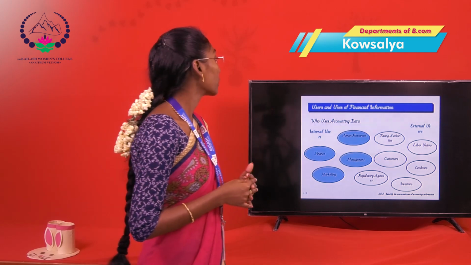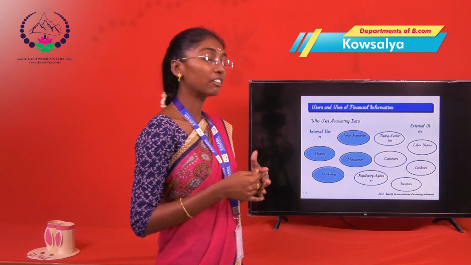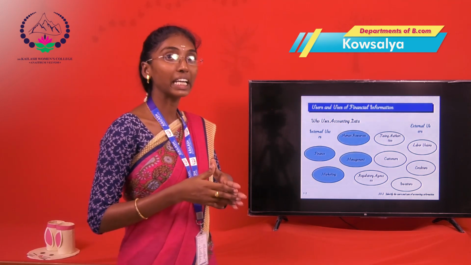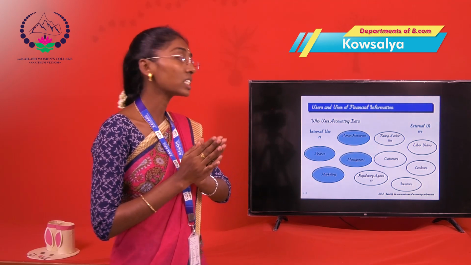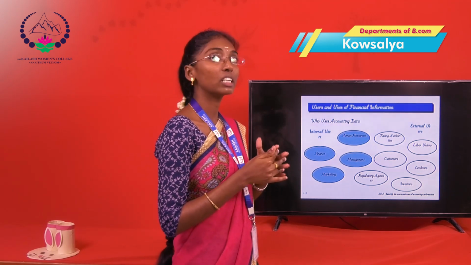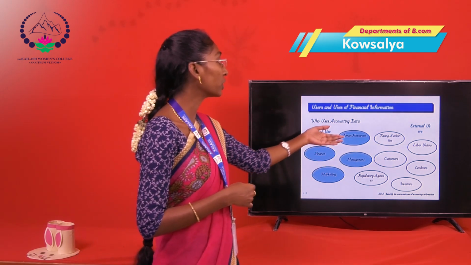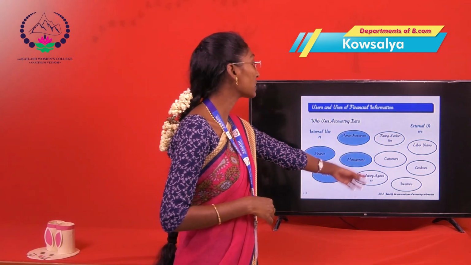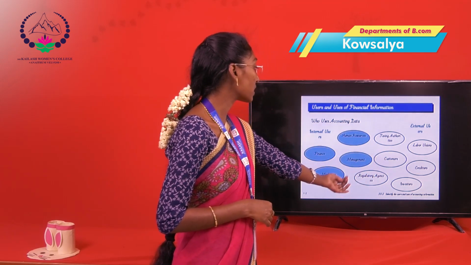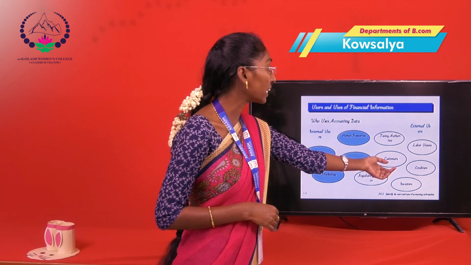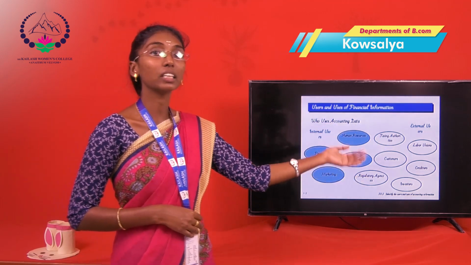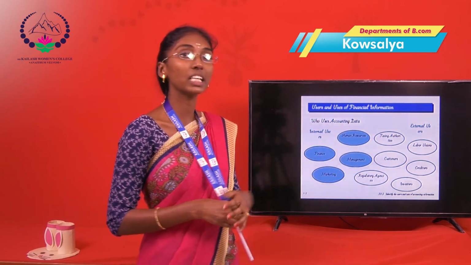Next one. Users of financial information. Who uses accounting data? Two categories. First one is internal use, second one is external use. Internal use is nothing but finance, marketing, management, human resources. External use is taxing authorities, customers, regulatory agencies, investors, creditors, and labor unions. These persons use the financial information.